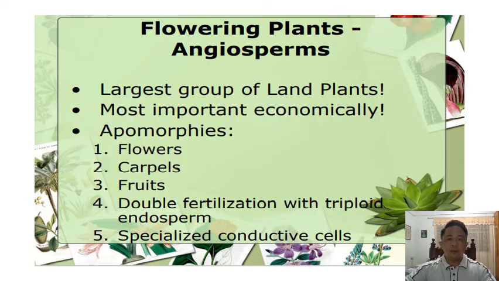Now, the angiosperms are known as the largest group of land plants. They are the most important economically, and they are apomorphous, meaning they have flowers, they have carpels, fruits, they undergo double fertilization with triploid endosperm, and they have specialized conductive cells.